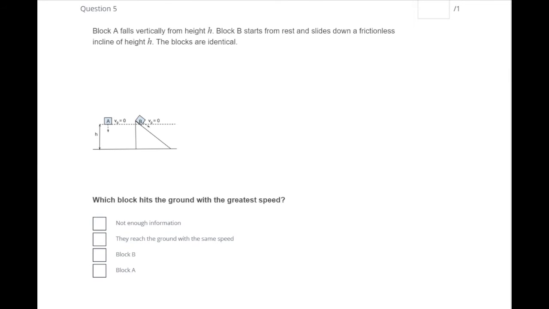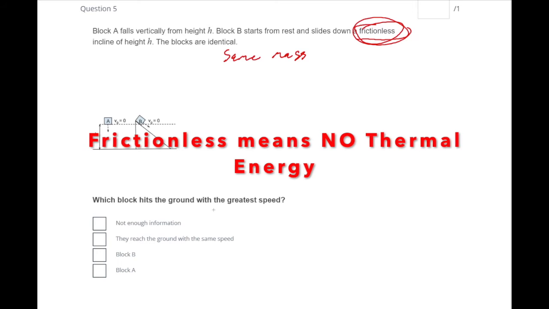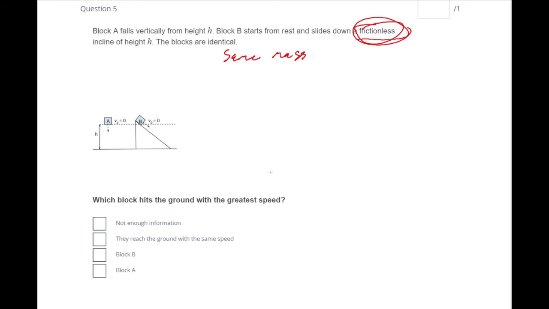All right, now we're going to start looking into some things that seem more difficult, but they actually aren't. This one says block A and block B are dropped from the same height, except block B starts from rest and slides down a frictionless incline of the same height. And the blocks are identical, meaning that they have the same mass. Something really important to understand here is that this is frictionless. Which block hits the ground with the greatest speed?